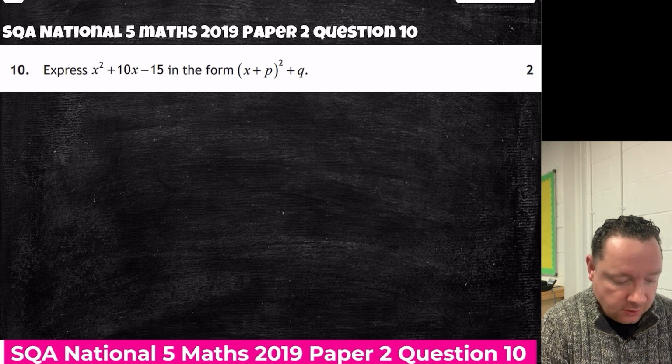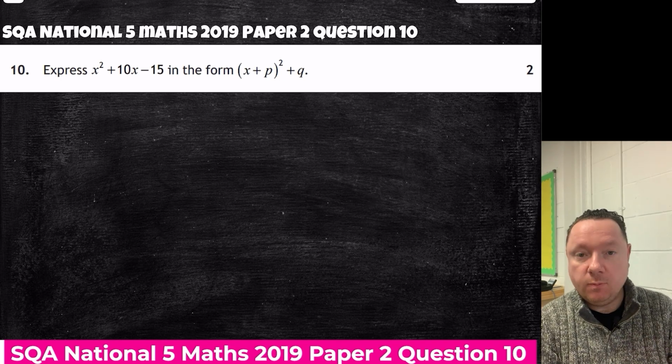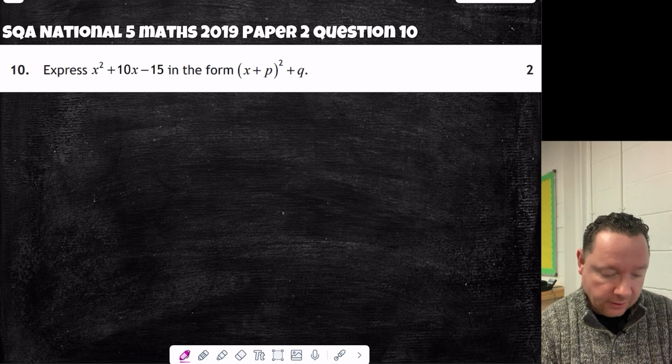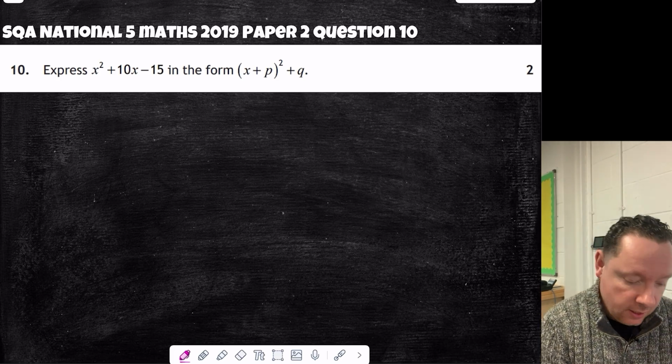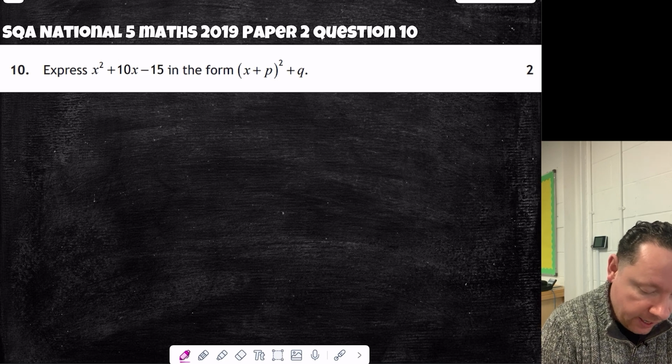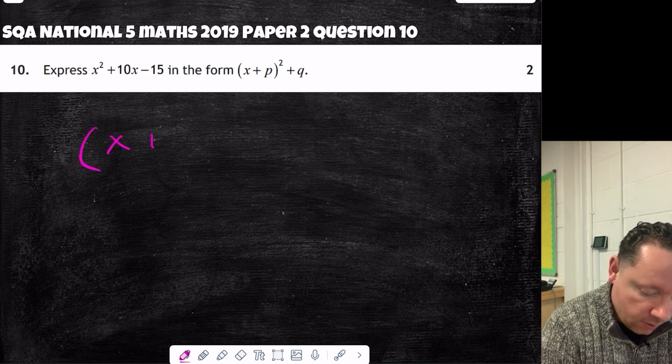Next grade National 5 Maths 2019, Paper 2, Question 10. Express x squared plus 10x minus 15 in the form (x plus p) squared plus q. So this is called completing the square. If you ever see it in this form, that's what it is. And there's a simple way to do this. You half the middle term. So the middle term is 10. So I write (x plus 5) squared.